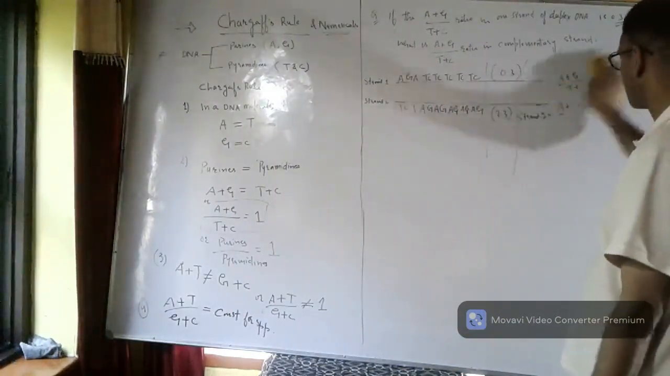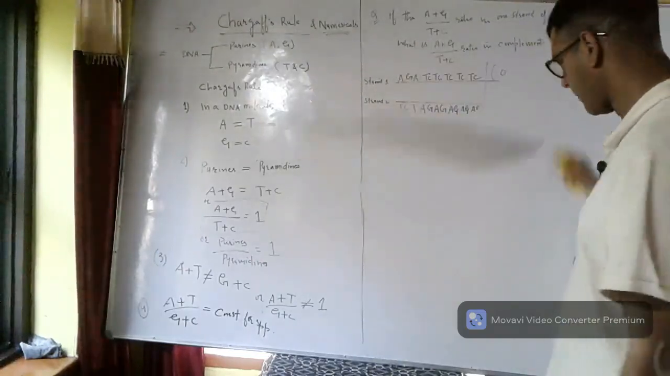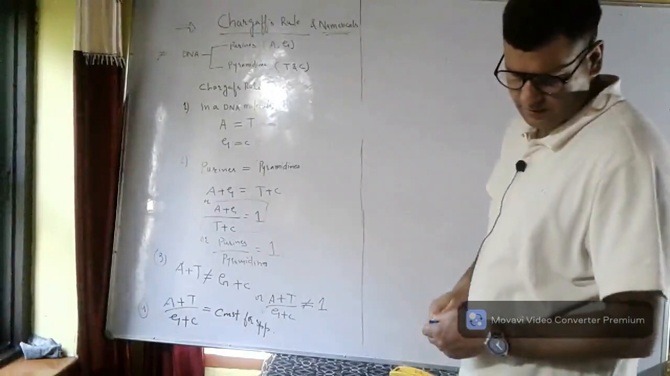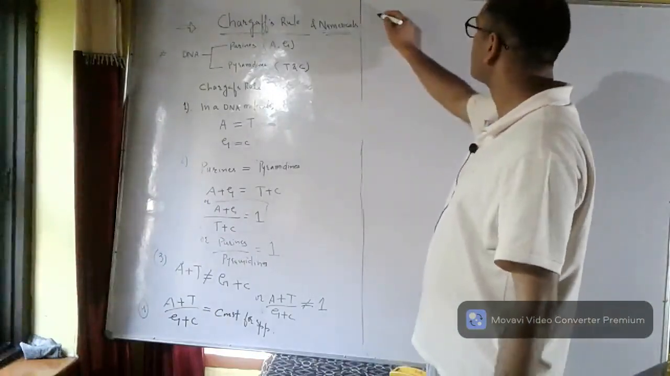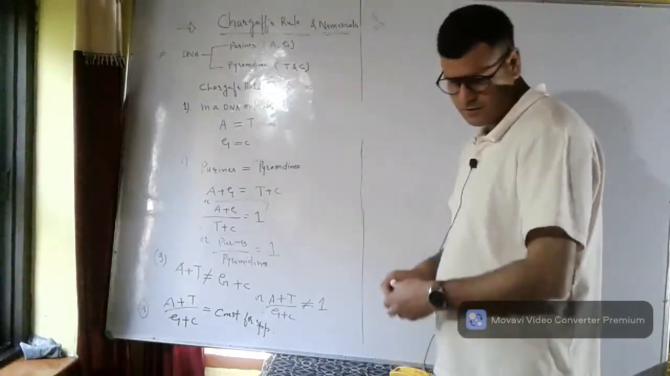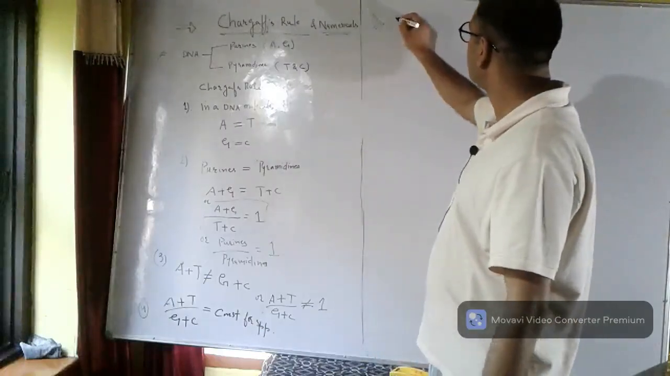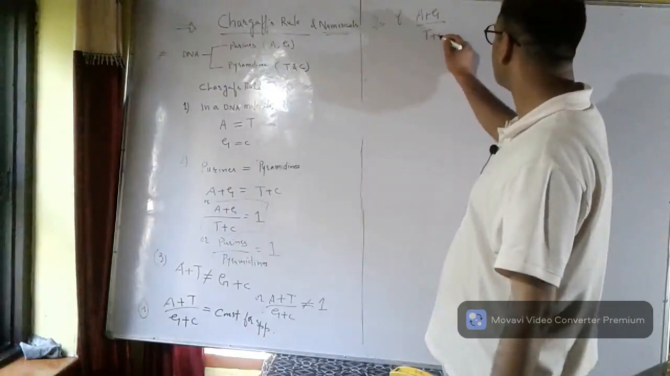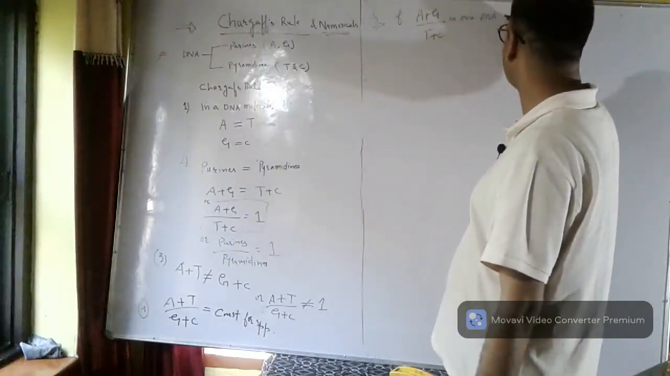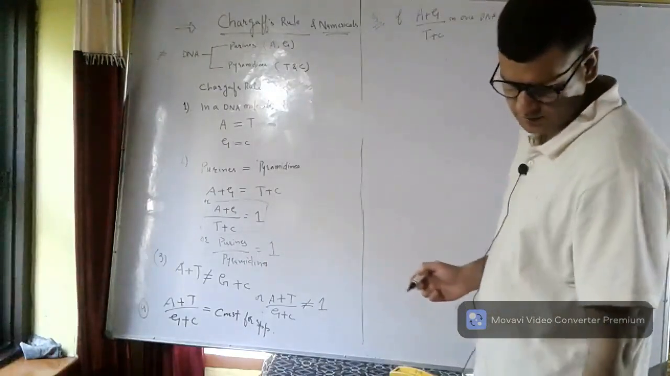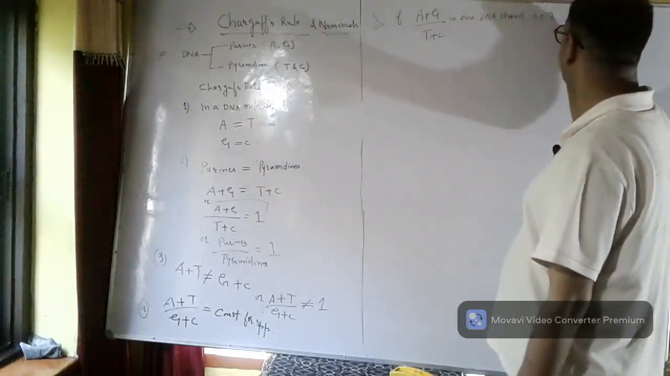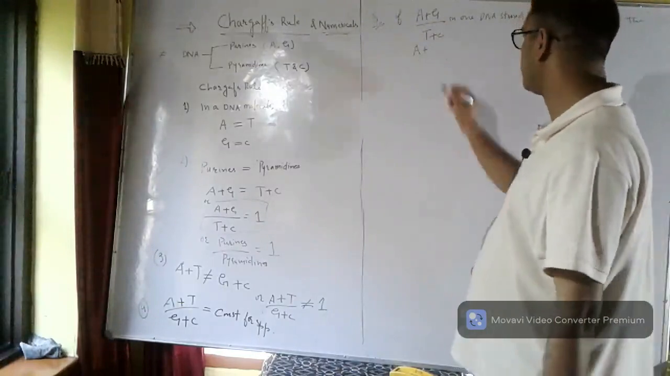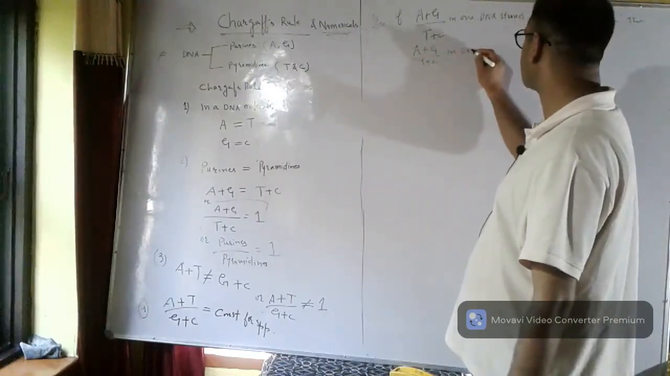Another numerical is connected with Chargaff's rule. The question is: if the base ratio adenine plus guanine by thymine plus cytosine in one DNA strand is 0.7, calculate the base ratio adenine plus guanine by thymine plus cytosine in the complementary strand.